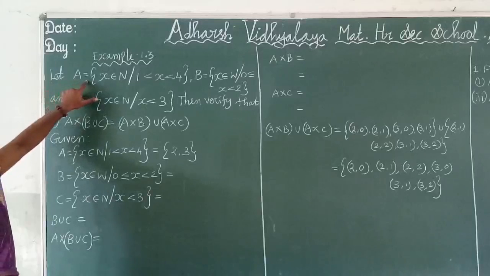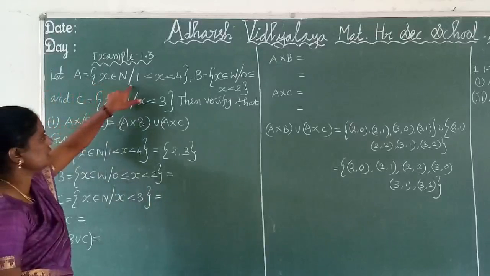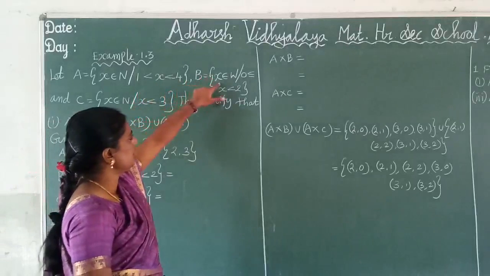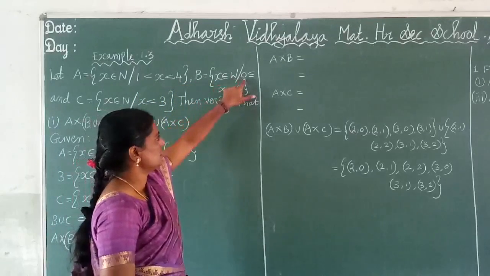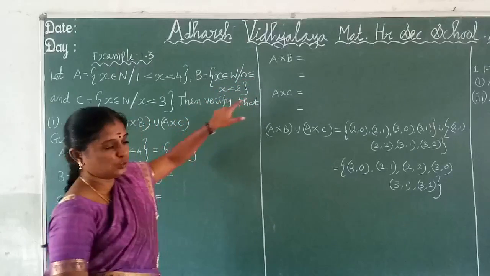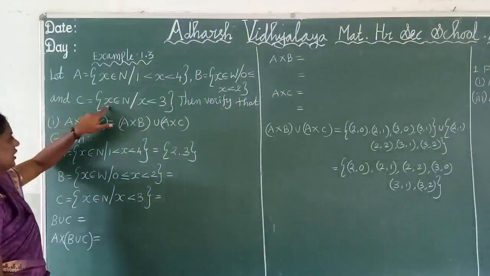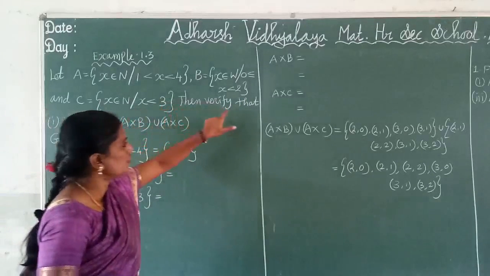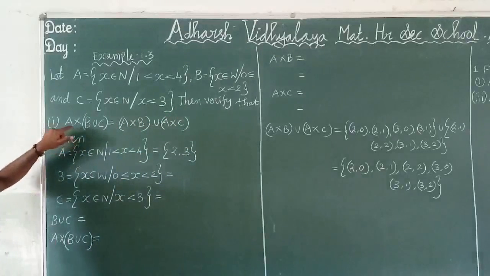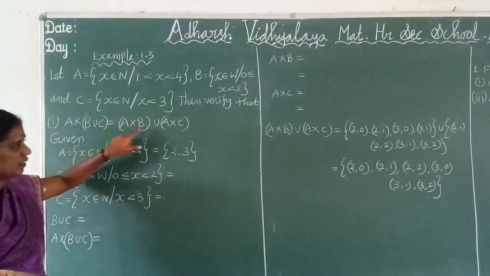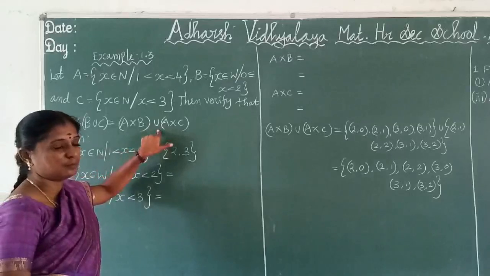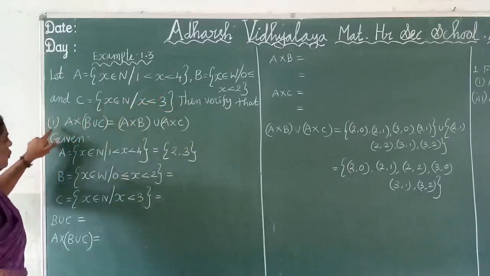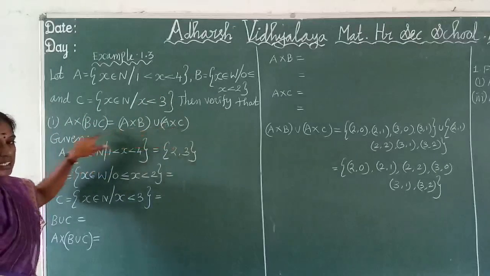Let A be equal to the set of x belongs to N such that 1 is less than x is less than 4, and B equal to x belongs to W such that 0 is less than or equal to x is less than 2, and C equal to the set of x belongs to N such that x is less than 3. Then verify that A cross (B union C) equals (A cross B) union (A cross C). Here A, B, C, 3 sets are given. We want to verify this answer.